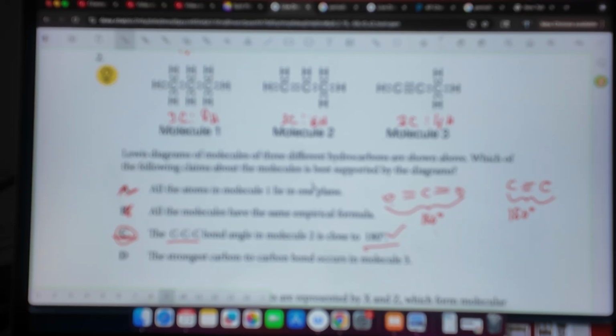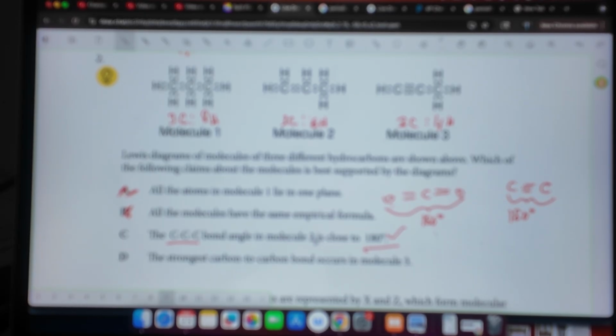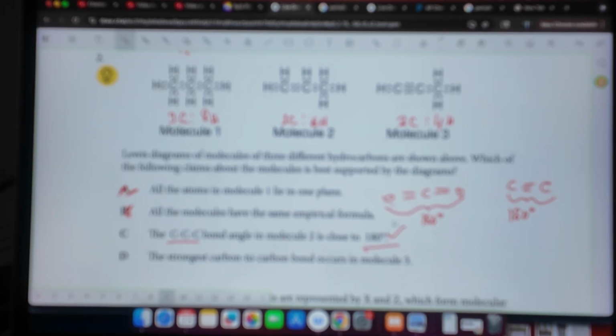That could also be the answer. So you should pick the best answer, best supported by the diagram. The strongest carbon-to-carbon bond. So this is technically true. The carbon-carbon-carbon bond is close. Is it close to 180 or is it 180? I would say it is 180.